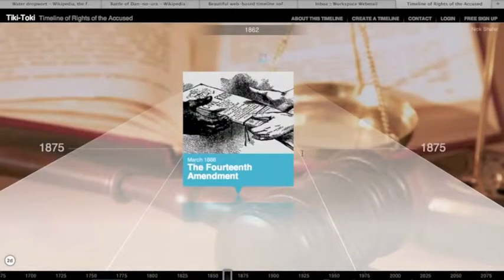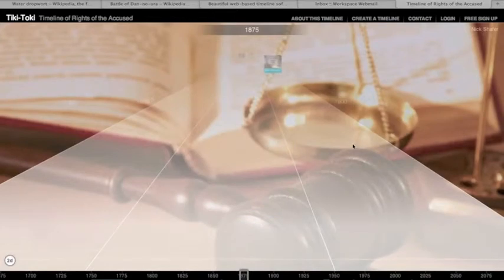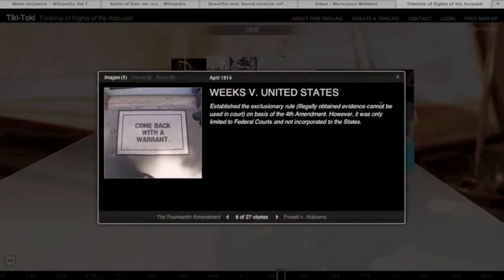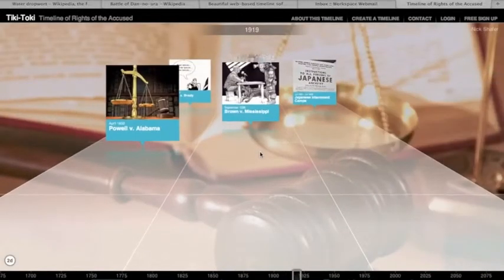Moving forward from that, we're going to jump forward in time to Weeks v. United States. This was the first major case that involved the exclusionary rule, which is that any illegally obtained evidence cannot be used in courts on the basis of the Fourth Amendment protection from search and seizure. However, it was only limited to the federal courts and not incorporated to the states. That wasn't until later, in 1963, in Mapp v. Ohio.